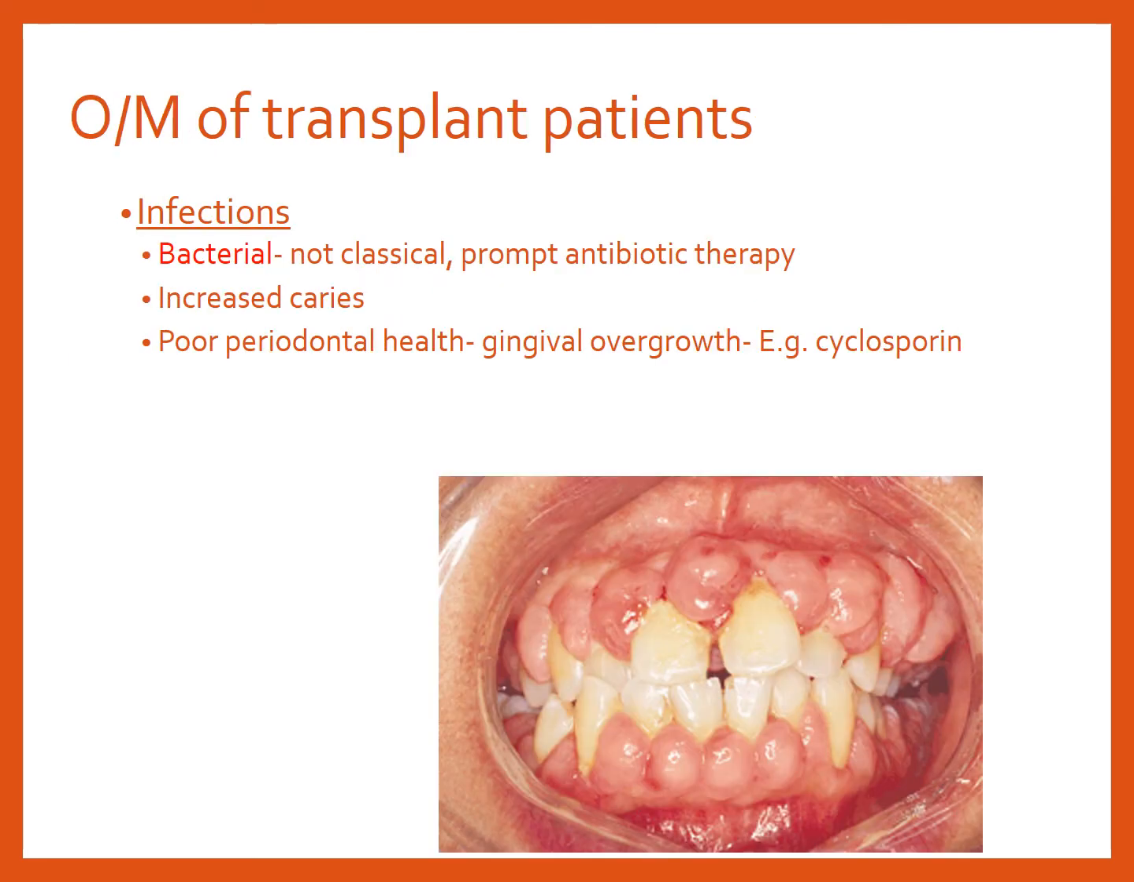So, oral manifestations in patients who have received a transplant could be primarily infections. Bacterial infections are not classical and they do resolve, and prompt antibiotic therapy is required. Patients could have increased caries index and poor periodontal health, which could lead to gingival overgrowth. This is more commonly seen in drugs such as cyclosporin, which are used in transplant patients.